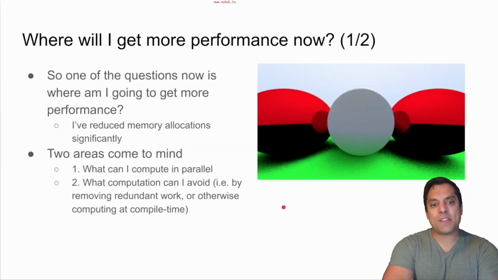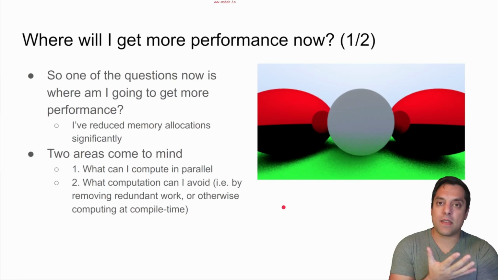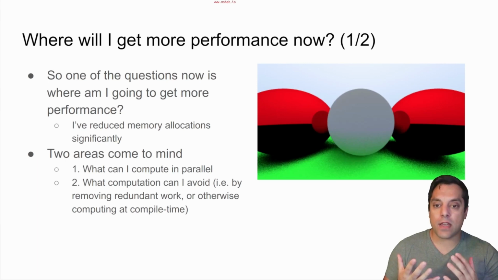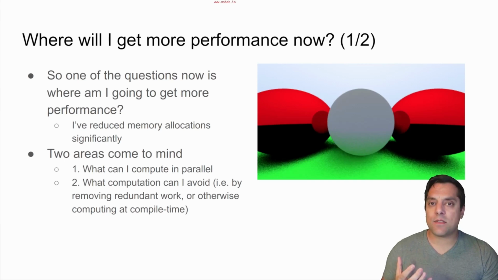So the question now at this point, and I have to think about this, is where am I going to get more performance? I've done the baseline. I've structured our ray tracer. I've removed some heap allocations. At least two options come to mind. First, what can I compute in parallel? Because that's a way we can get things done faster if I can do multiple things at once. And secondly, the other way to speed up our program is to remove work. Just remove computation, and that should also make the program faster.